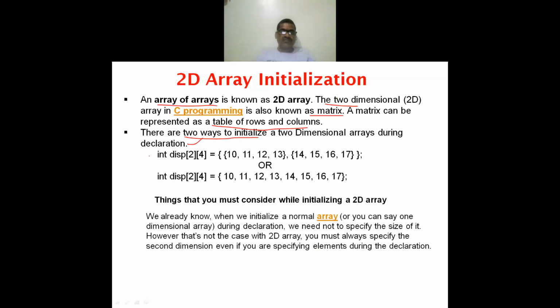So this is the first method of initializing. int disp[2][4]. Here disp is an array having two rows and four columns. This is called row-wise initialization. There are two rows, each row having four columns, that means four elements. So we enclose the row 0 elements in curly braces, and the row 1 elements in another pair of curly braces. These two curly braces are separated with a comma. This is what we call row-wise initialization of the matrix.